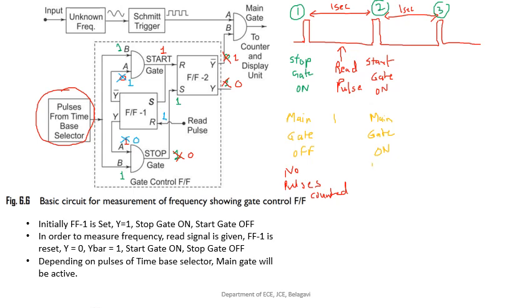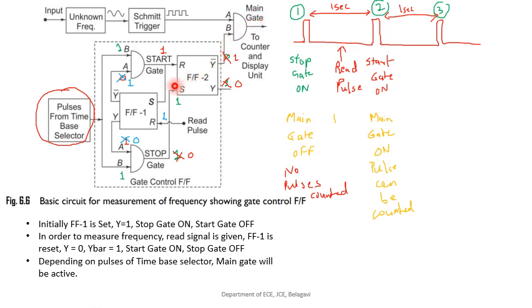So at this instance, pulses can be counted. Depending on what the frequency or signal at the Schmitt trigger is, depending on what the pulses are here, these pulses can pass through this main gate and they will be counted.